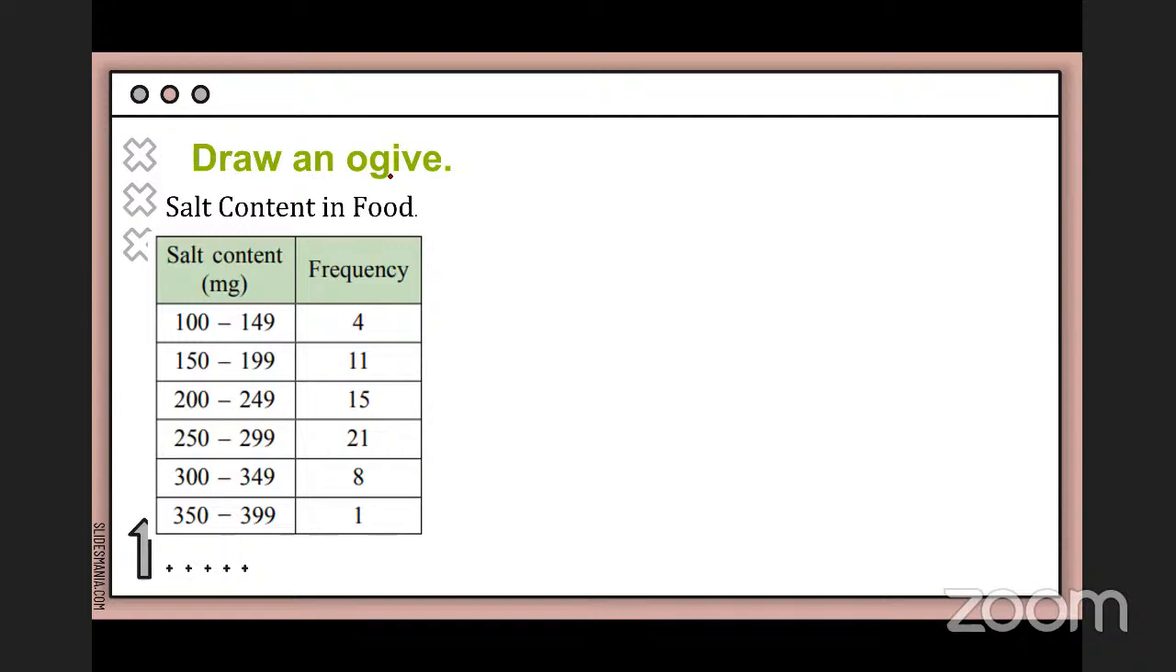Okay. So what is missing? Do you guys have any ideas? What should you add on? Which components should you add into this table so that it can be used to draw an ogive? Did you guys have any idea? You can type in the chat box.